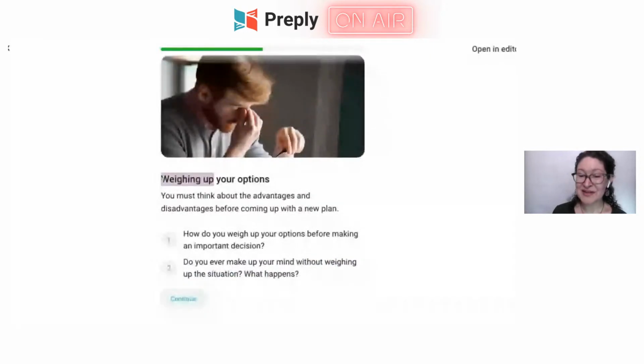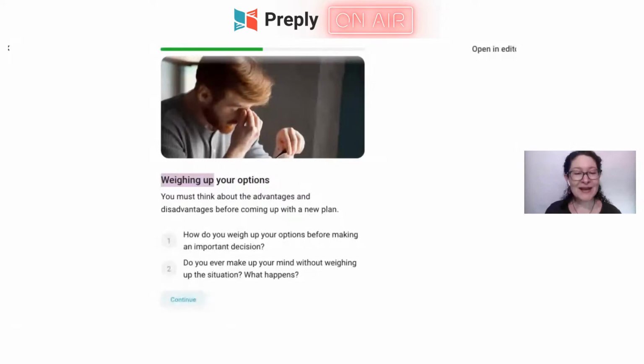Here's the phrasal verb we saw in our dialogue. Weigh up, weighing up your options. It's just what it sounds like when you weigh up something. You look at the good, you look at the bad. So we have our statement. You must think about the advantages and the disadvantages before coming up with a new plan. Okay, so how do you weigh up your options?